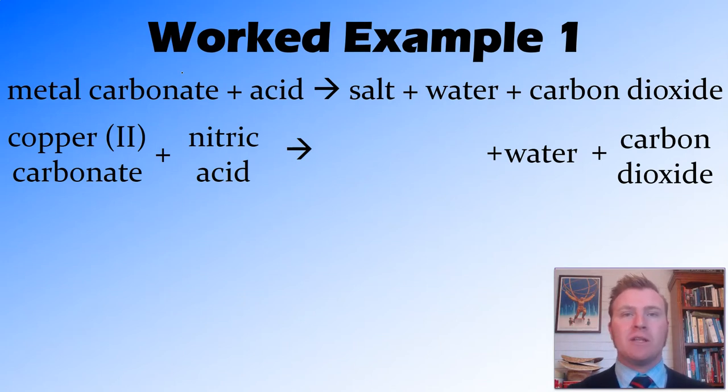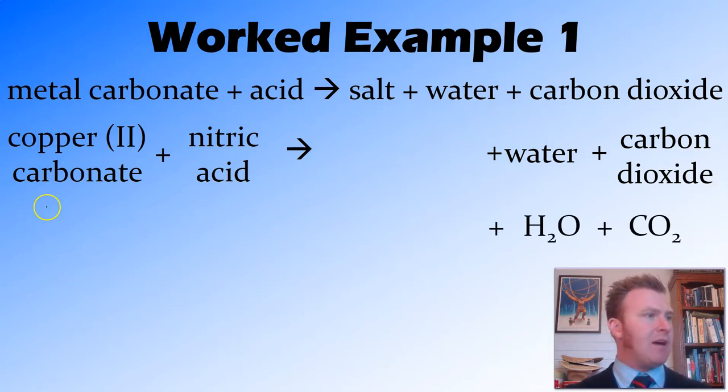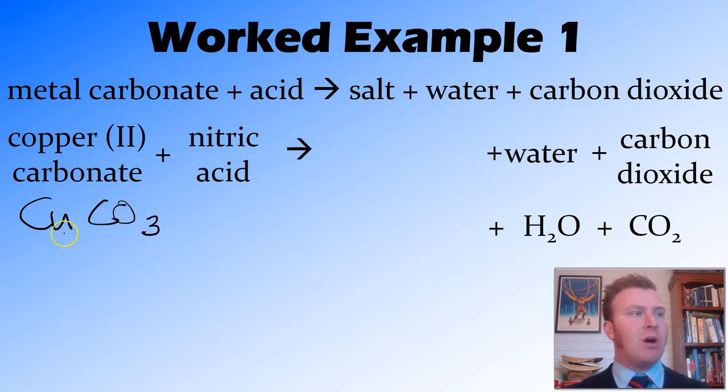Now this is the point where it's good to write the chemical formula to help us work out what that salt or what that ionic compound is going to be. So we've got H2O and CO2 on this side. And on this side we have copper, which is Cu, and carbonate, which is CO3. Now both of these, copper's we're told is 2+ because of the Roman numeral 2, and carbonate is 2-, so we don't need to balance any ions here. And we can look at our acid table, and so we see that nitric acid is HNO3.